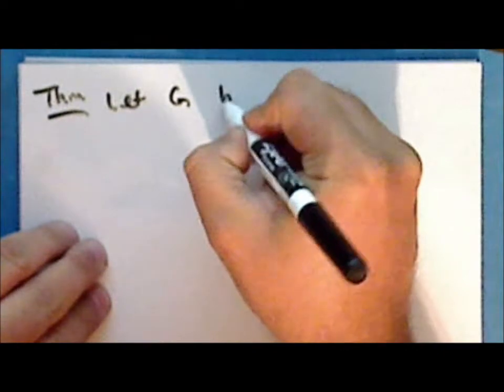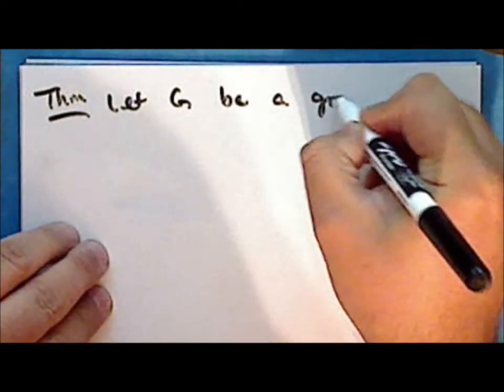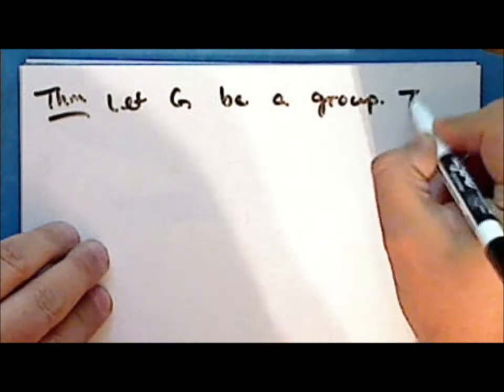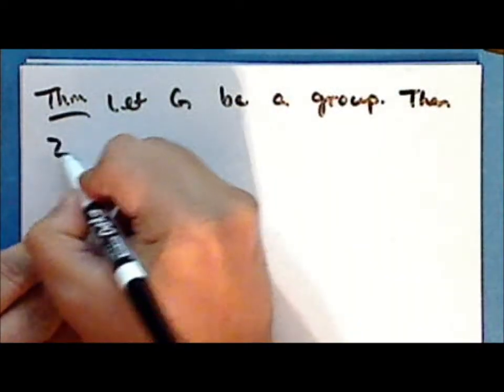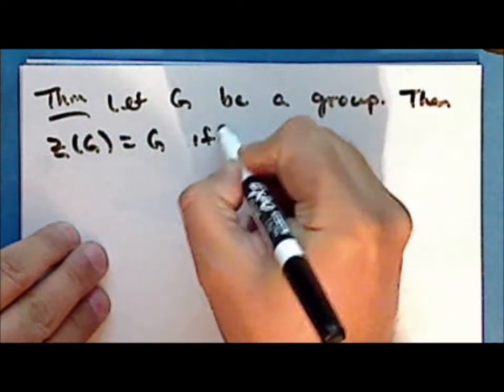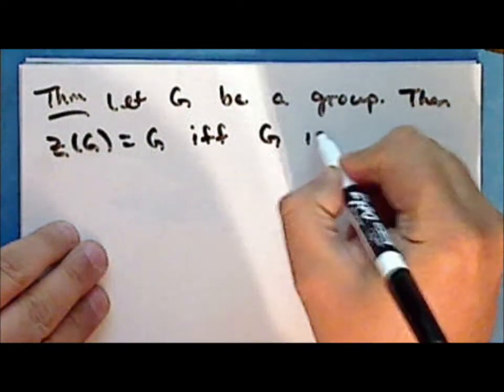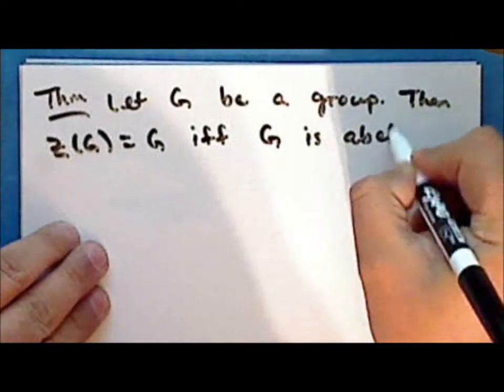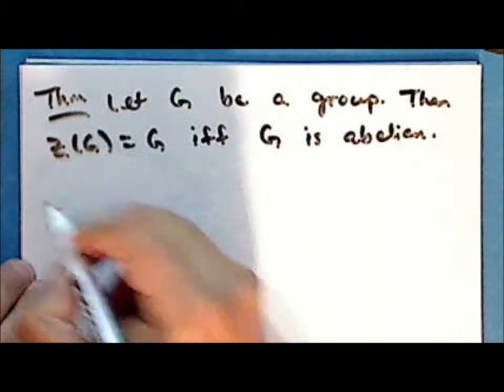Let G be a group. Then the center of G is equal to G if and only if the group G is abelian. So, proof.